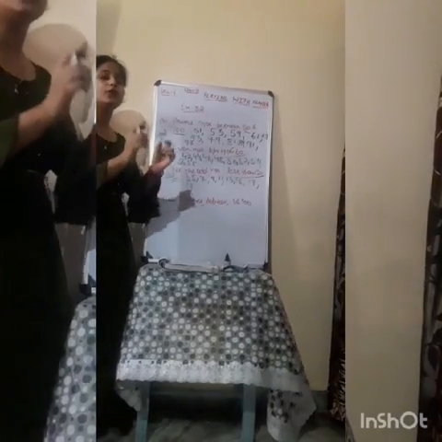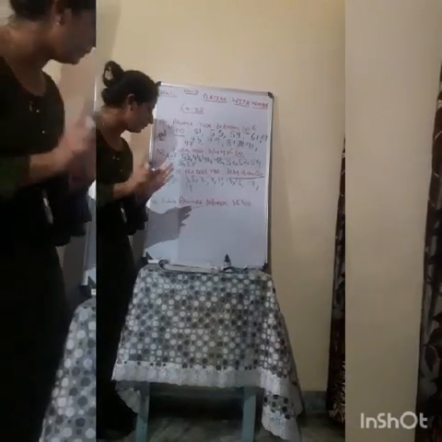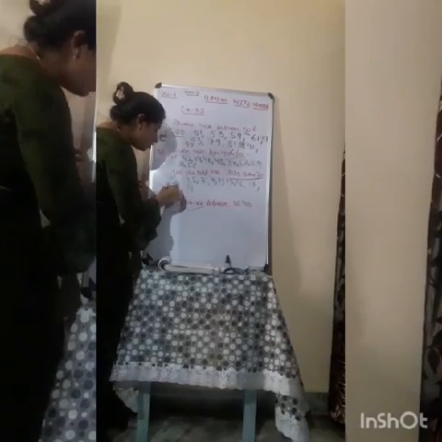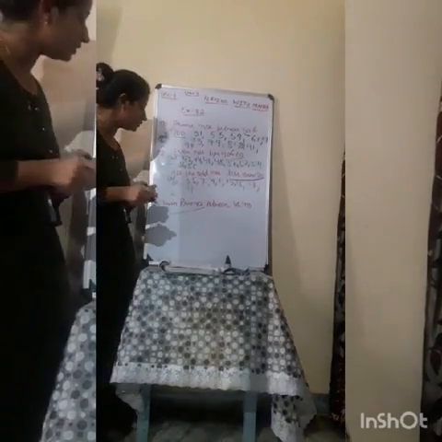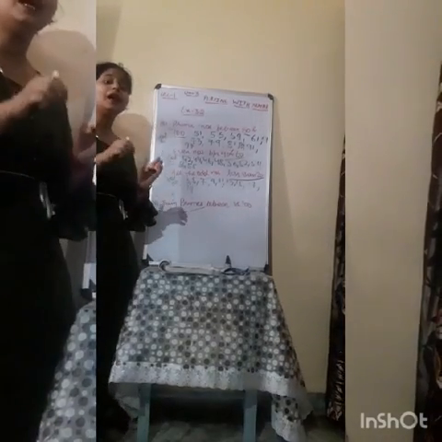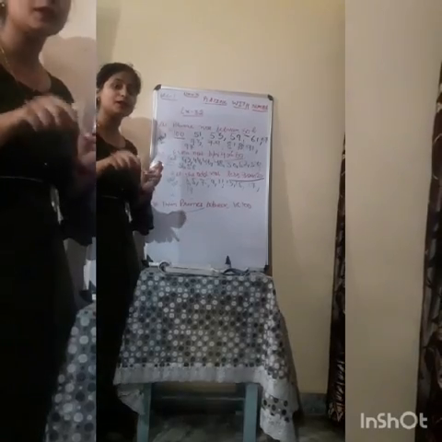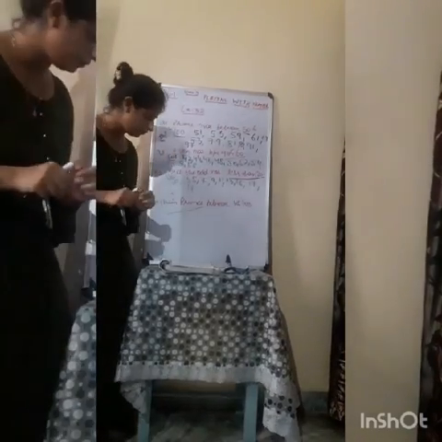Class, let me tell you one more thing. What is a twin prime number? Twin means 2. So what are twin prime numbers? Twin prime numbers are a pair of prime numbers whose difference is 2.